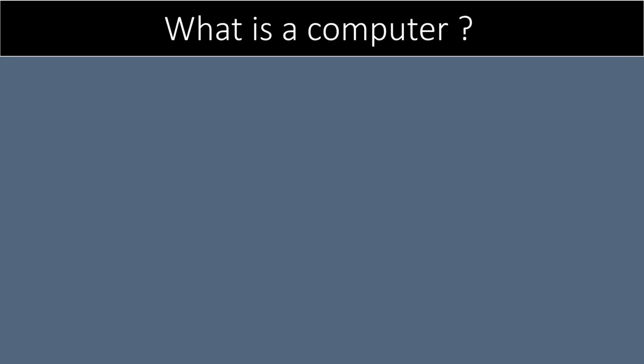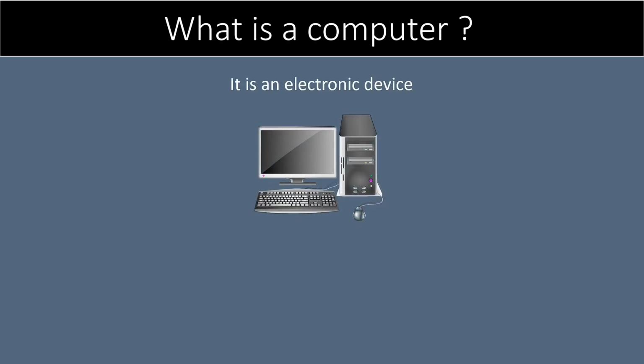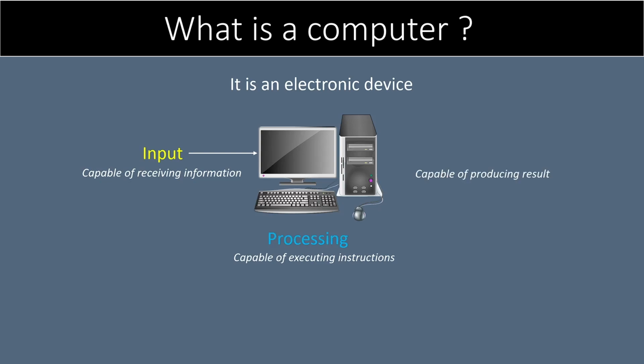Before we move on, what do you think is a computer? Computer is an electronic device which is capable of receiving information in a particular form, that is, it takes input, and of executing a sequence of instructions, that is, it performs processing to produce a result, that is, it gives the output in the form of information or signal.